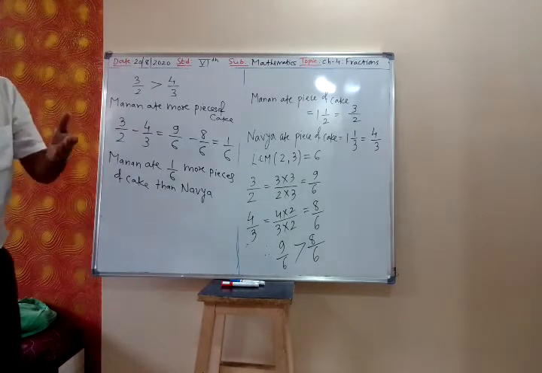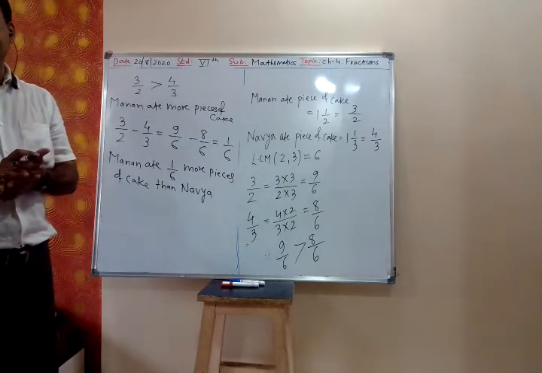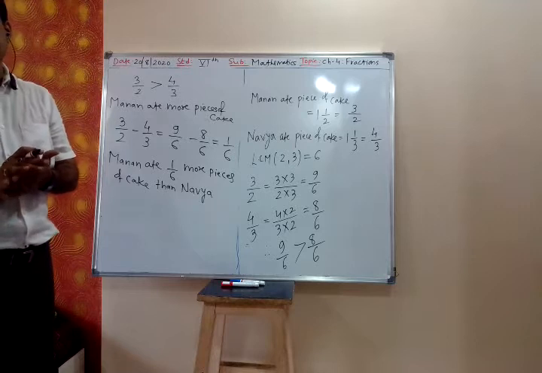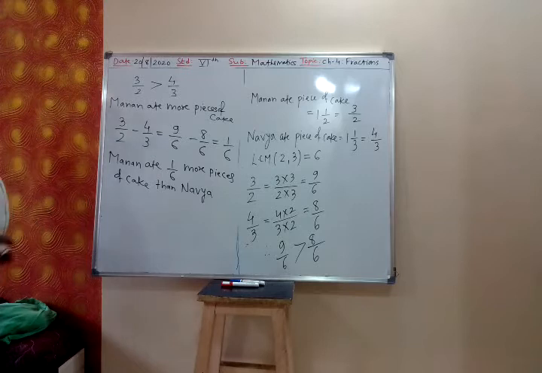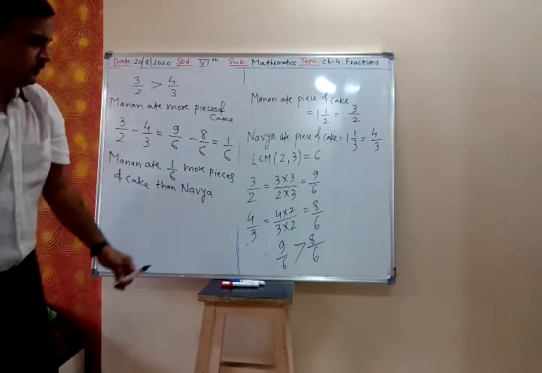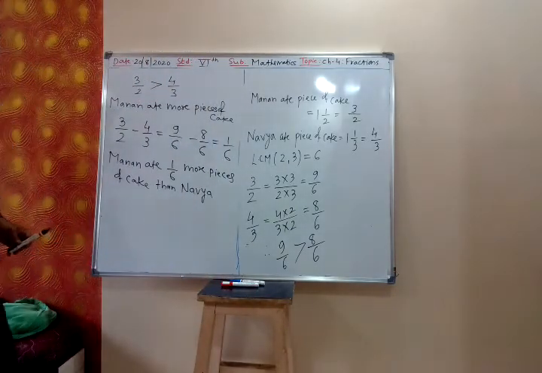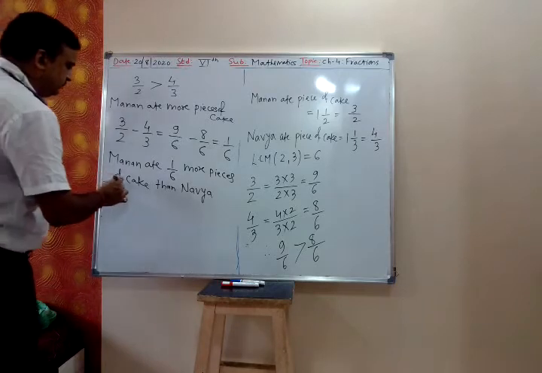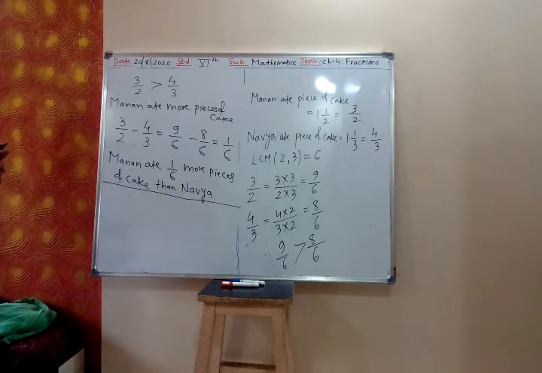To find by how much, we find bigger fraction minus smaller fraction. We find the difference. So Manan ate 1 by 6 more pieces of cake than Navya. Now next question.